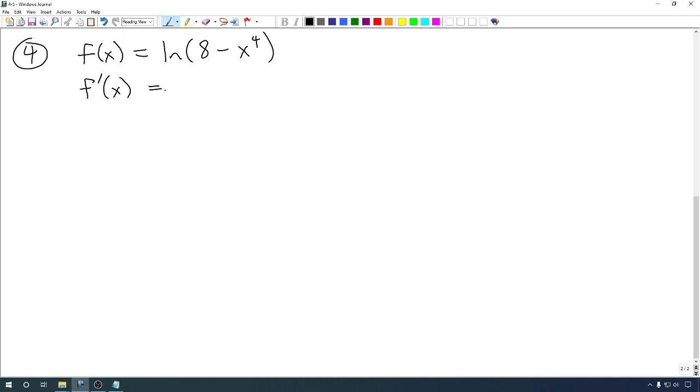So when we take the derivative, we have the natural logarithm of something. All we need to do is put that something on the bottom, and then take the derivative of the inside, 8 minus x to the fourth. The 8 goes away when we differentiate. The minus x to the fourth becomes a negative 4x cubed. So we have the derivative of this stuff inside over this stuff inside. And that's all we need to do. It's actually not even any simplification we can do here.